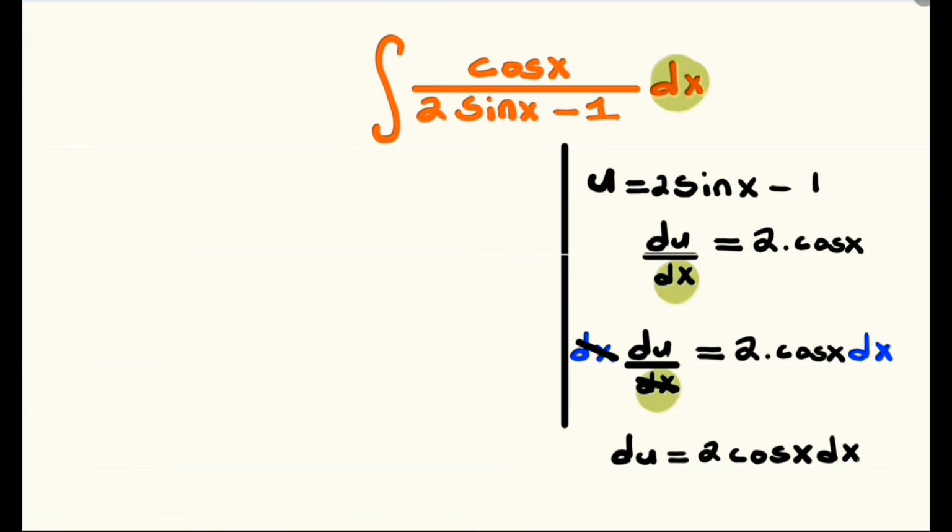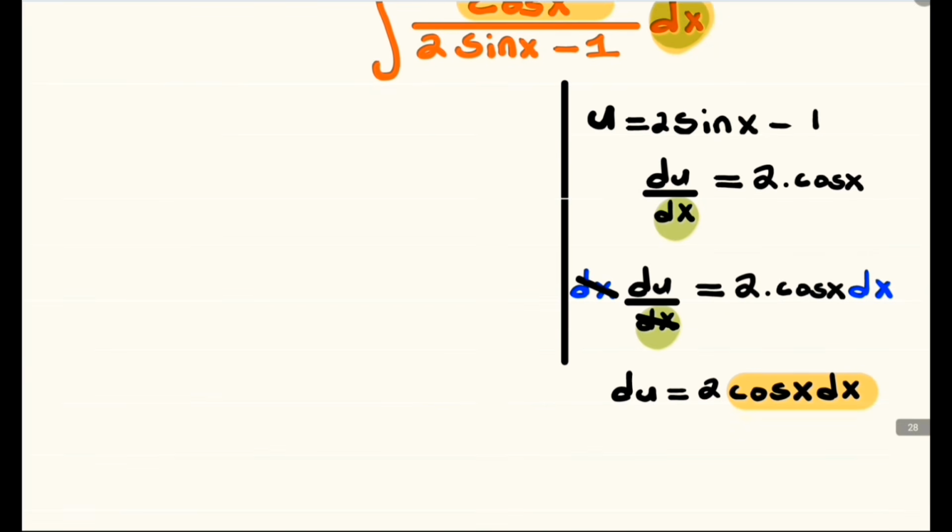So we can make that dx the subject of the formula, but since on our integral we also have cos x dx, we can make that cos x dx the subject of the formula and substitute it in our integral. So we divide both sides of the equation by 2, and du over 2 will be equal to cos x dx. So on our integral, in the place of cos x dx, we can substitute du over 2. We can also write it as du multiplied by 1 over 2.